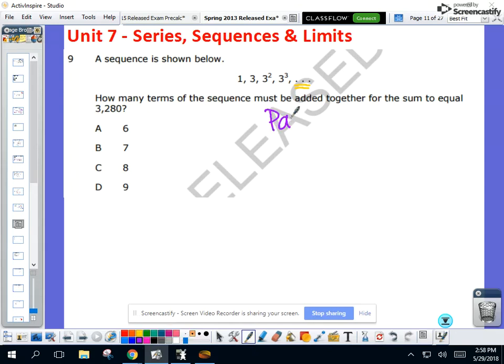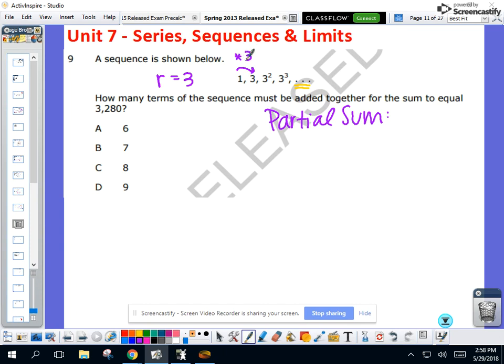In a partial sum, a formula can be generated, but we need to determine if this is arithmetic or geometric first. So from 1 to 3, 3 to 3 squared, or 9, we're multiplying by 3. 9 to 3 cubed is 27, so 9 times 3 is 27. So that means our common ratio, r, is equal to 3.